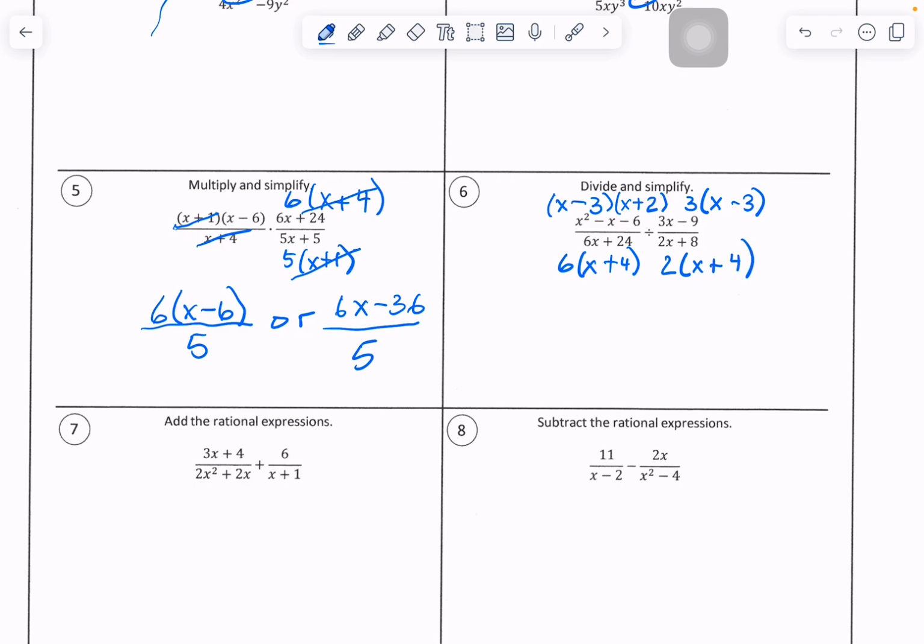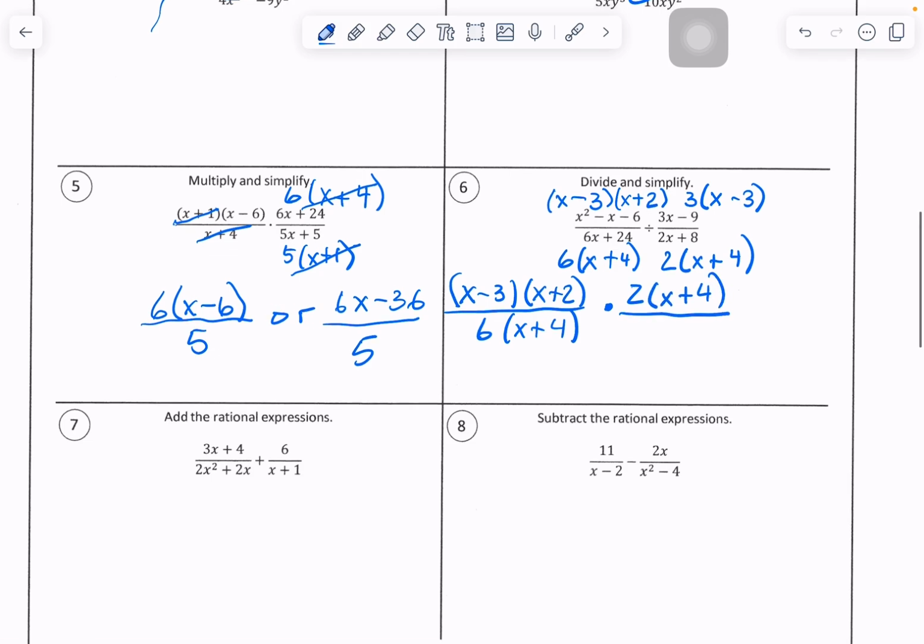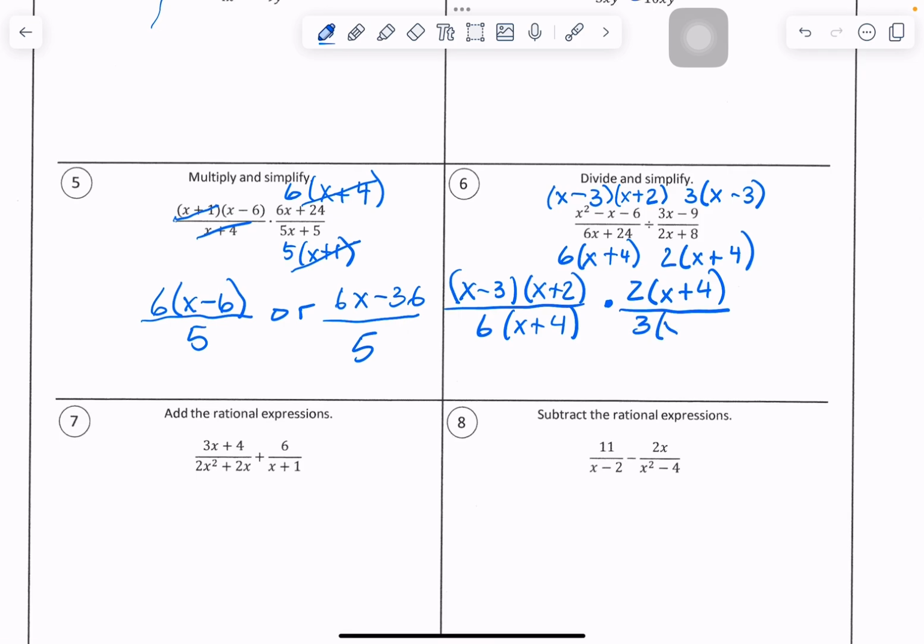Okay, now you don't cancel anything out here. Keep the first one. The first fraction is x minus 3 times x plus 2, over 6 times x plus 4. I'm going to change division to multiplication, and we're going to flip, or take the reciprocal of, this. So the 2 times x plus 4, that was in the numerator, is in the denominator, and the 3 times x minus 3, that was in the denominator, is in the numerator.